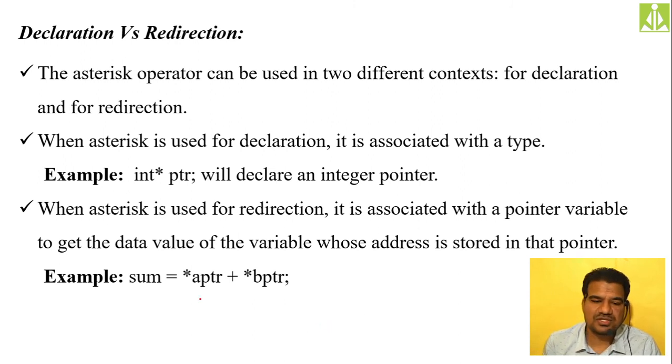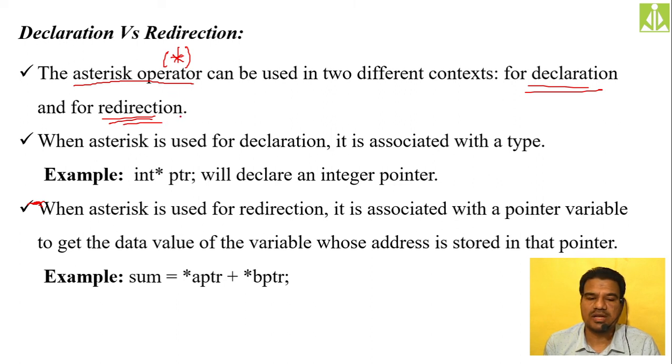See this asterisk operator, the star operator, whatever we used in pointers, it has two different uses. That is nothing but it can be used in two different contexts. What are they? This asterisk operator, the star operator, can be used in two different contexts. The first one is a declaration, and the other one is a redirection or indirection.